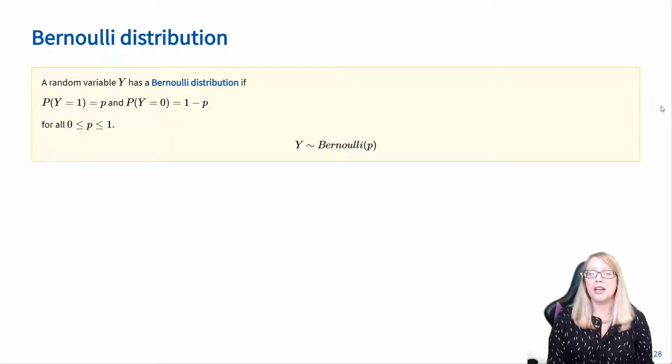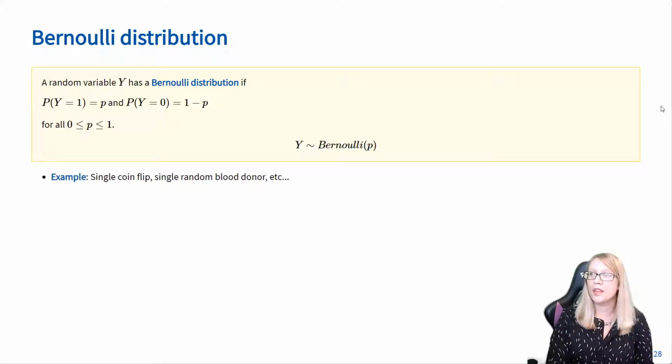So let's start by defining the Bernoulli distribution. We say that a random variable y has a Bernoulli distribution if the probability that y is equal to 1 is equal to p, and the probability that y is equal to 0 is 1 minus p for all p between 0 and 1. So essentially with a Bernoulli distribution, there are only two possible outcomes, y can equal 0 or y can equal 1.